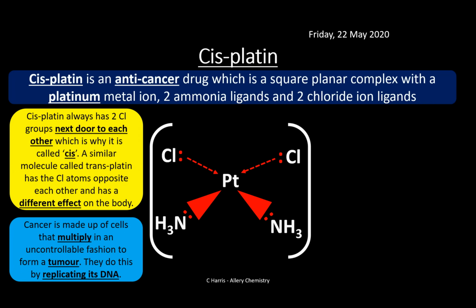So cancer is made up of cells that multiply in an uncontrollable fashion. We call that a tumor, and they do this by replicating their DNA. So cancer is basically your own cells. It's your own cells which have copied wrongly.